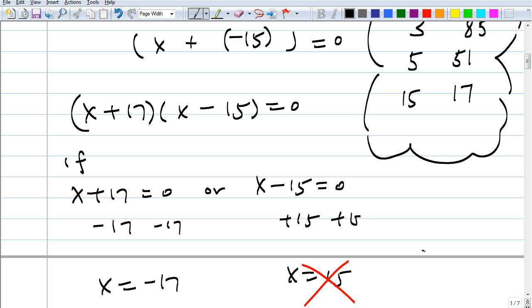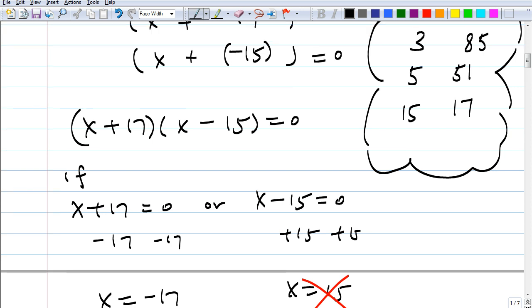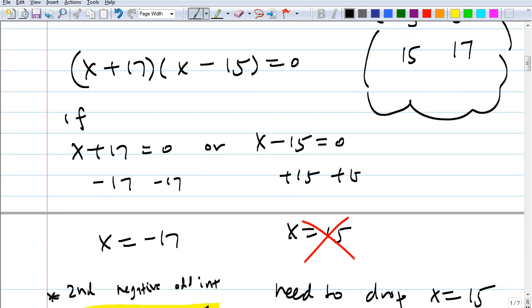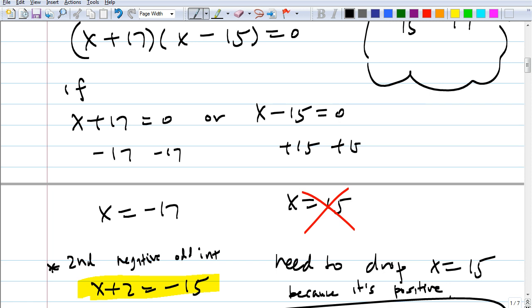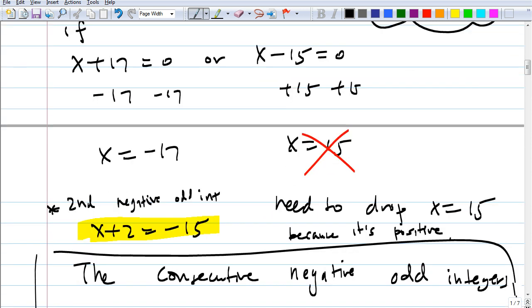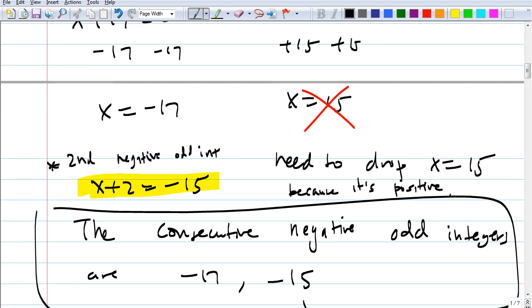Now, how do I find the other one? Because that's x, our first consecutive negative odd integer. How do I find the next one? We plug into x plus 2, because that's how you get the second one. What's negative 17 plus 2, guys? Negative 15. Do you think we have to write the answer in a sentence? Yes, you do. So you drop x equals 15, cannot use that because it's positive. Here are the 2 consecutive negative odd integers, negative 17 and negative 15.